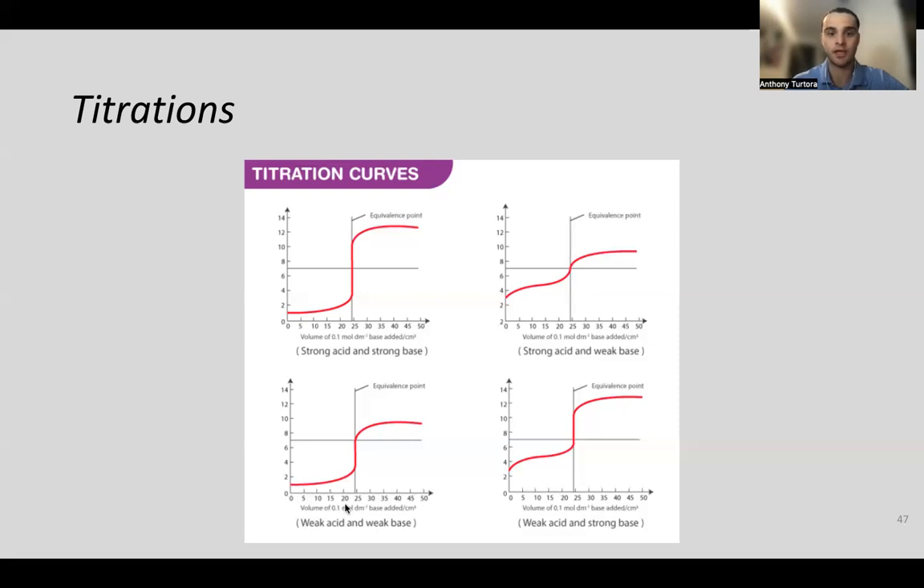So here we have a weak acid and a weak base. This actually should say strong acid and weak base. Because it's a strong acid, the equivalence point will be acidic. Here, a weak acid and weak base also occurs at a pH of 7. And then here, when we have a weak acid and strong base, the equivalence point will occur in the basic range.